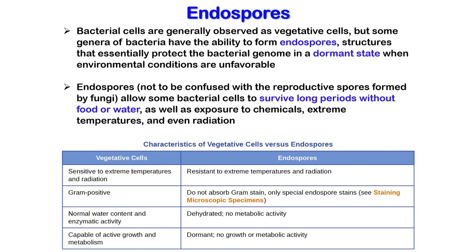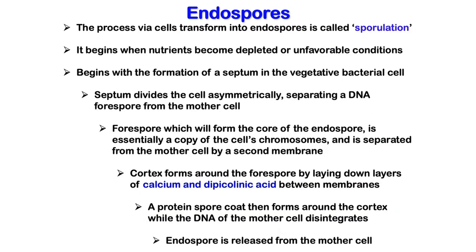The spores don't need food or water, as they are not metabolically active, and they cannot grow and reproduce. However, these spores are very difficult to destroy and withstand very high temperatures, chemicals, and radiation. And the process of bacteria becoming spores is called sporulation.